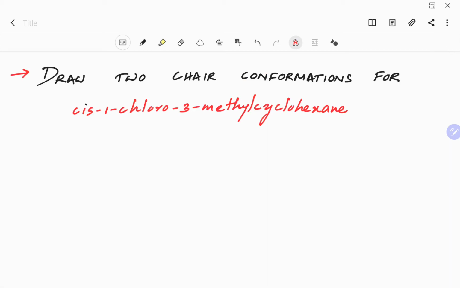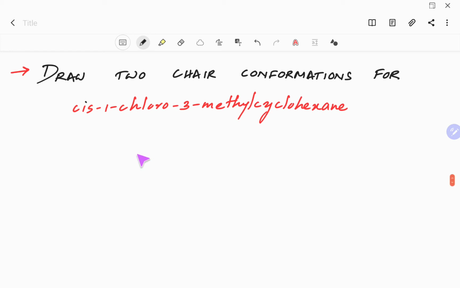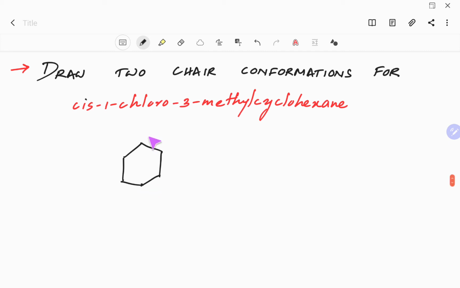If you want a little bit more practice, you can try to draw these two chair conformations. Okay, so pause the video and try this one. In here, what I want you to do is draw two chair conformations for cis 1,3, 1-chloro 3-methyl cyclohexane. Okay, so this is the compound that you have. It's a cyclohexane, and you have a chlorine in number 1 carbon, and 3rd carbon has a methyl group.